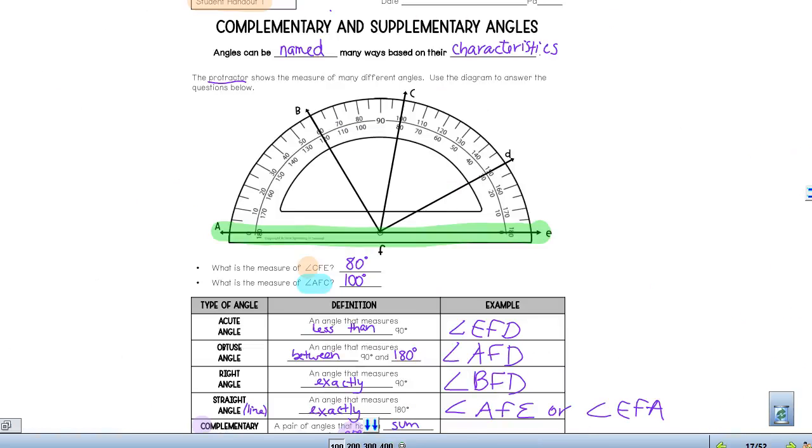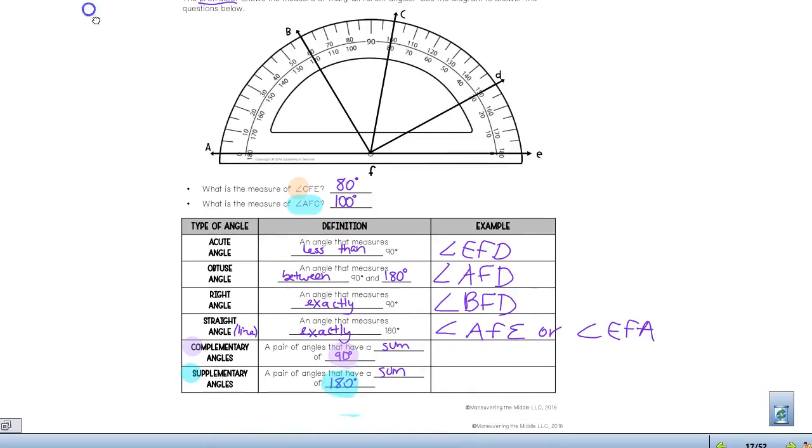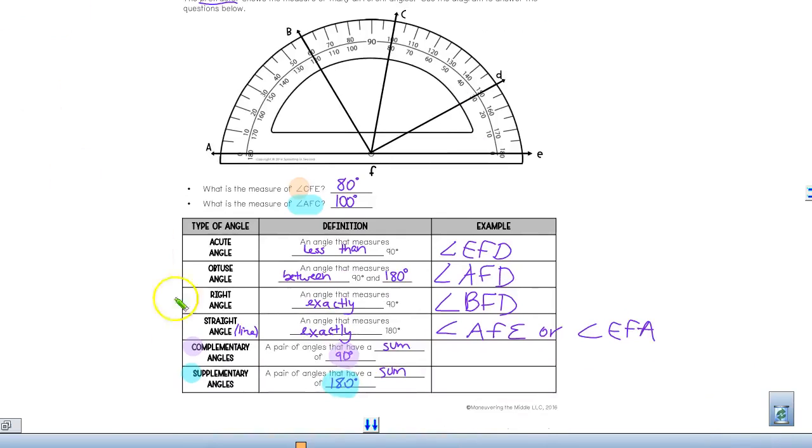So we're going to jump up to our diagram here. And in our diagram, we're going to actually start off with our supplementary angle. I want to find a pair of angles that have a sum of 180 degrees. So 180 degrees is a straight line. So I know eventually I'm going to have to go across this entire line. So I'm going to go ahead and highlight angle AFC, and I'm also going to highlight angle CFE.